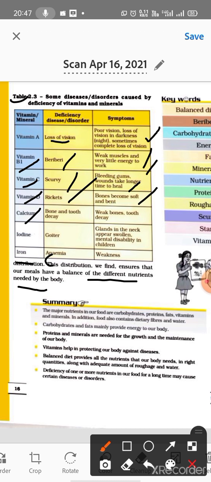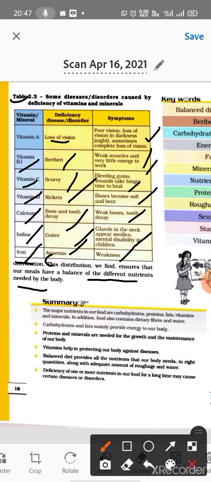Now calcium, bone and tooth decay. Weak bones and tooth decay. हमारे bones जो हैं वो weak हो जाएंगे. Iodine. What will the deficiency? Goiter. Glands in the neck appear swollen. Mental disability in children. So this is the symptom. मेंटल डिसेबिलिटी हो जाती है चिल्ड्रंस में. आयरन, अनीमिया हो जाता है एंड सिम्टम इज वीकनेस.